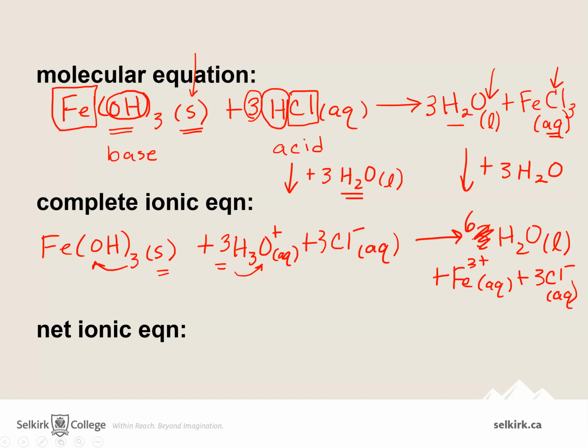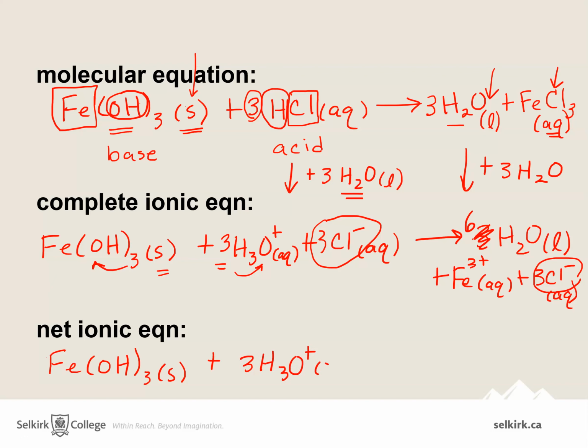All right, last step, net ionic equation. You're way ahead of me. I'm going to leave out the spectator ion. And what didn't change from reactants to products in the complete ionic equation? The only spectator ions we have this time are chloride ions. So we'll keep everything else when we write the net ionic equation. Iron 3 hydroxide solid plus 3 hydronium gives me 6 waters, and iron 3 plus aqueous.